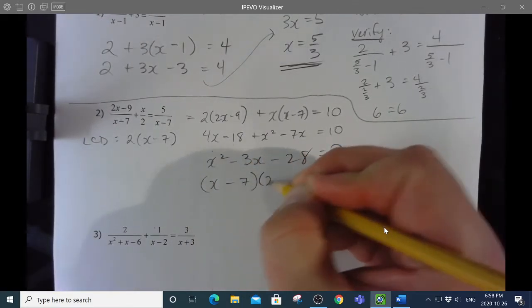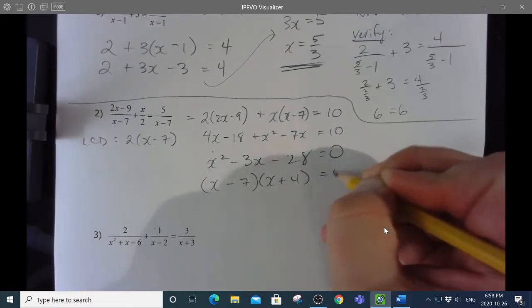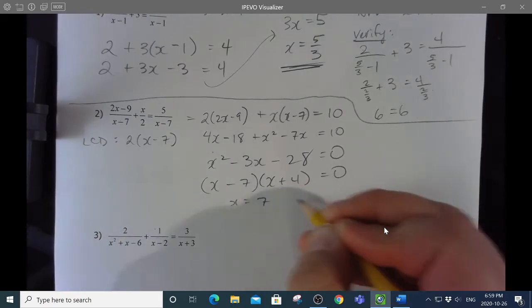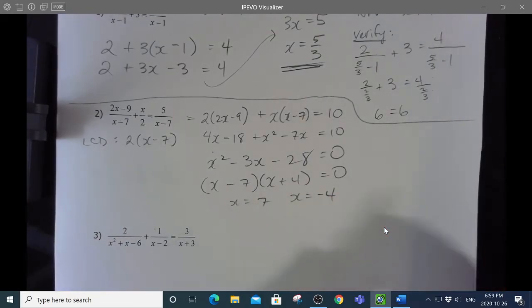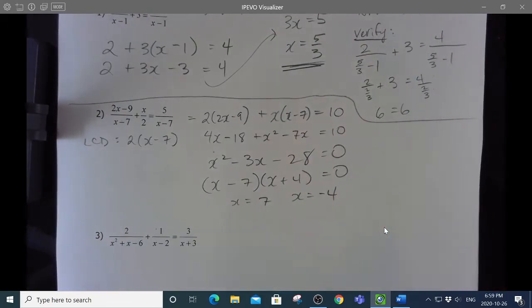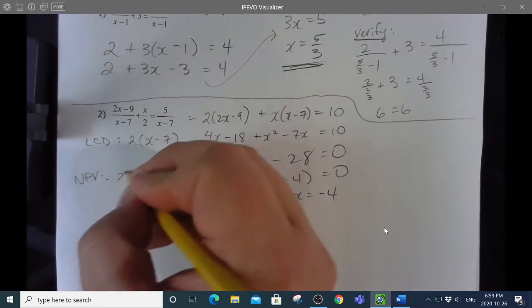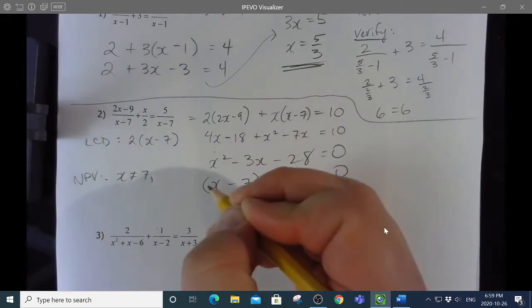That's negative 7 and positive 4. So that means that x is equal to 7 or x is equal to negative 4. Okay, you know what we haven't done yet? We haven't done an NPV check. And our non-permissible values are x cannot equal 7, and that's it.